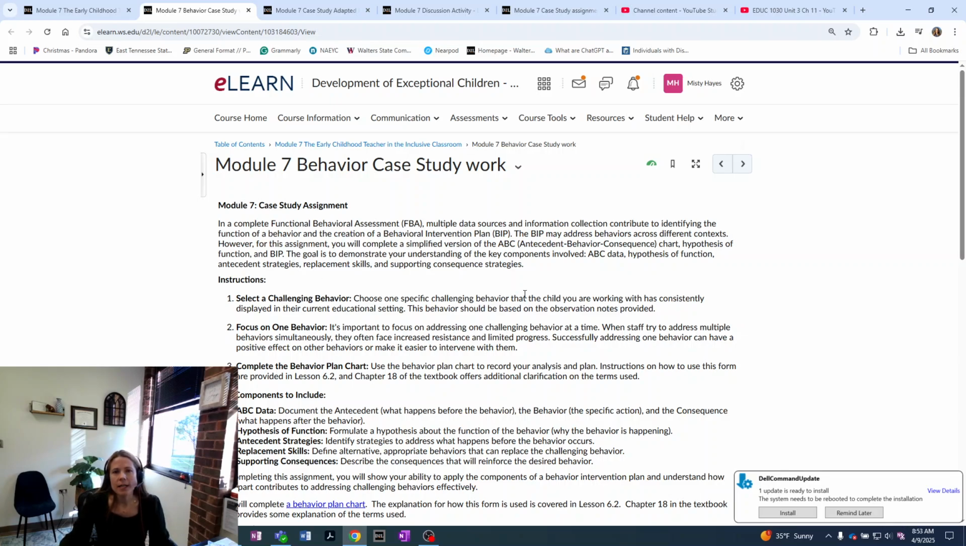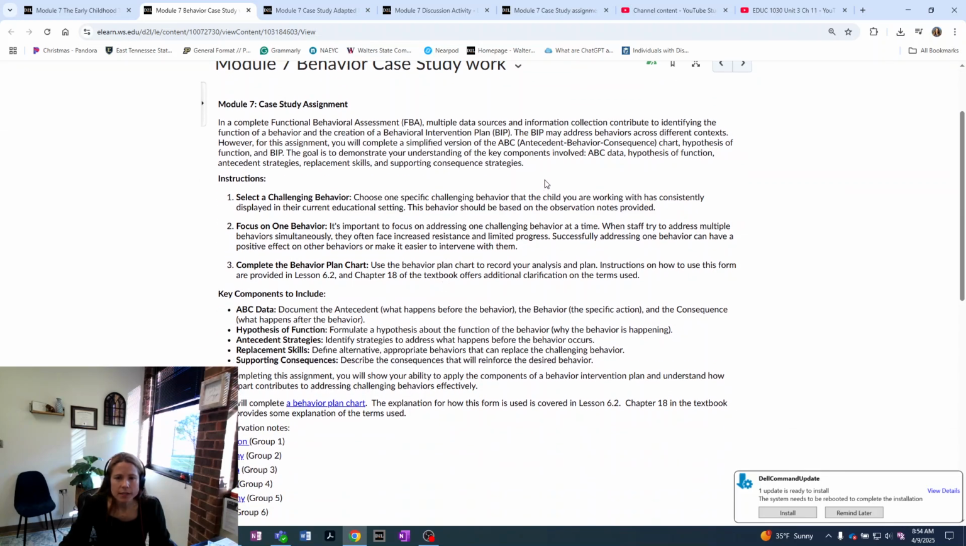So your goal is to really demonstrate and understand the key components of ABC data, right? The key components of creating your hypothesis about why you think something's happening. There are some strategies to help replace those unwanted behaviors. What are the consequences if they don't do what they're supposed to, or when they do the right thing, right?